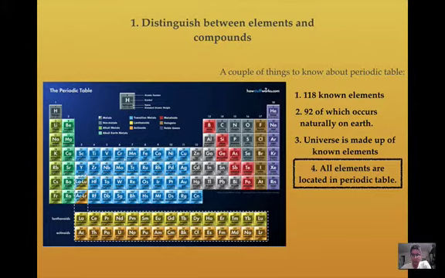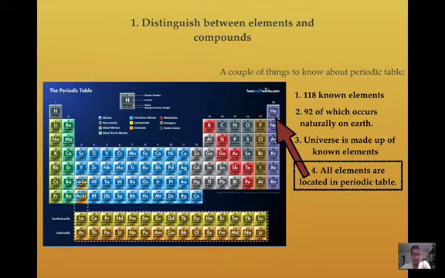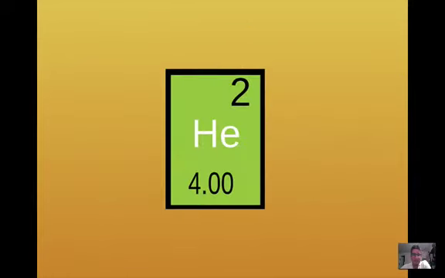Now the fourth thing to understand here about the periodic table is that all elements are located in the periodic table. Okay. So I'm pointing at one particular element that we're going to highlight as an example. Okay, so this element is helium. So you'll know how to read a periodic table or a basic element symbol.